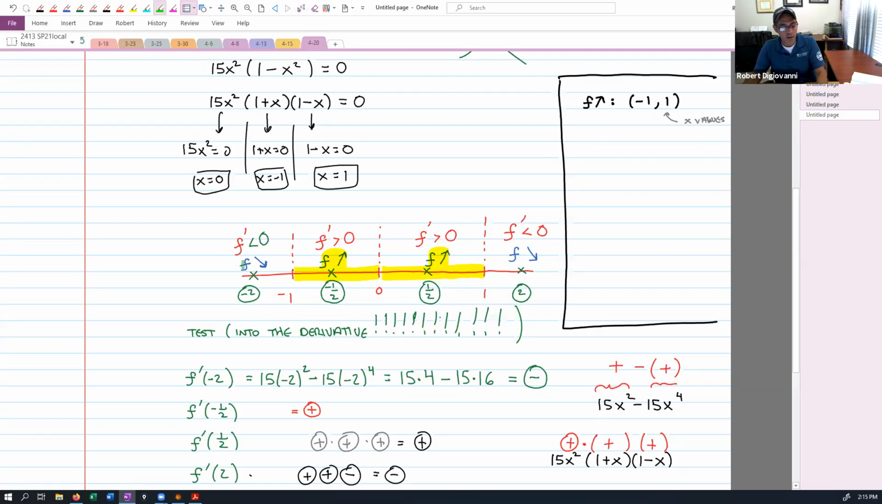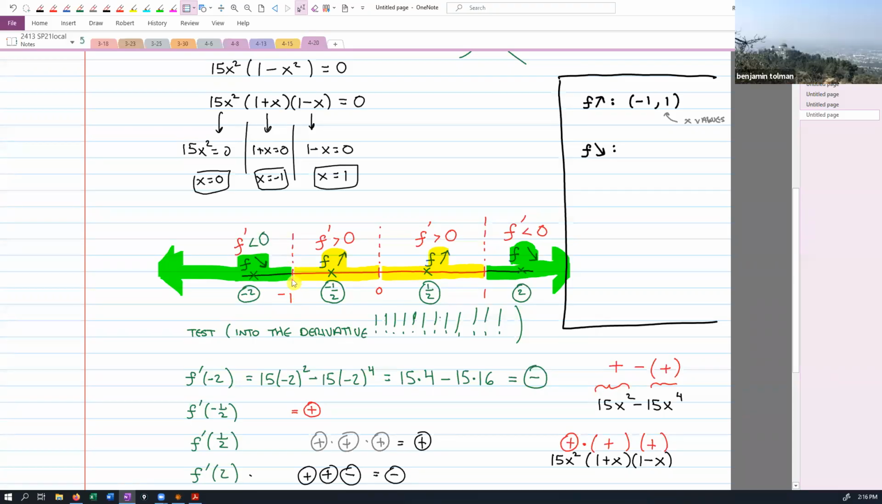How about where it's going down? Here and here, right? But when I say here, I mean here this way forever and here this way forever. So the way I need to write that is f is going down. Let's look at this first one. Everything to the left of -1, to the left of -1 forever. Negative infinity, comma, to -1.